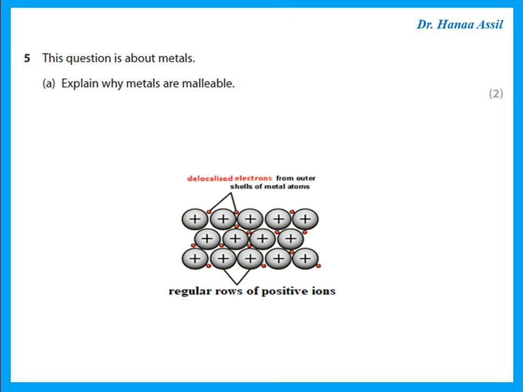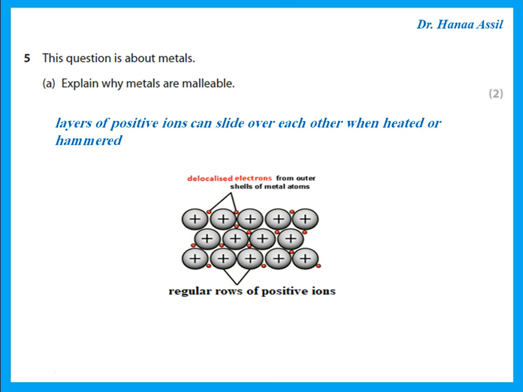It's a solid, so it has regular rows like any solid. The atoms have 1 or 2 or 3 electrons in its outermost shell. It doesn't want them, so we say they are regular rows of positive ions because the electrons are delocalized. They're a bit further away. So why are metals malleable? You should remember this is because the layers of positive ions can slide over each other when heated or hammered.